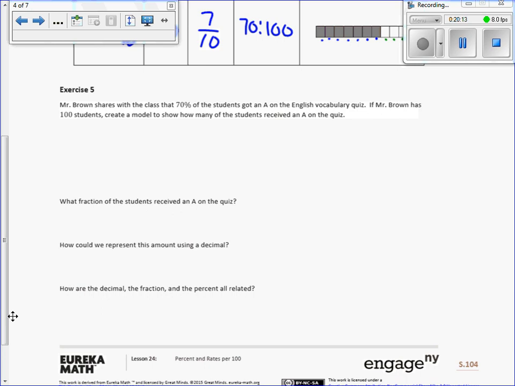Exercise 5. Mr. Brown shares with his class that 70% of the students got an A. 70% got an A on the English vocab quiz. If Mr. Brown has 100 students, create a model to show how many of the students received an A on the quiz. Here's my model. 1, 2, 3, 4, 5, 6, 7, 8, 9, 10. Okay?